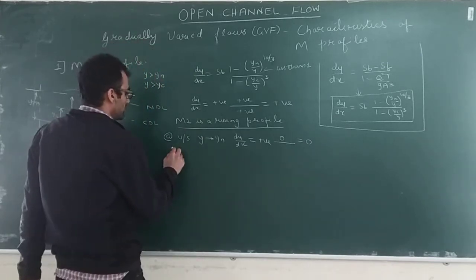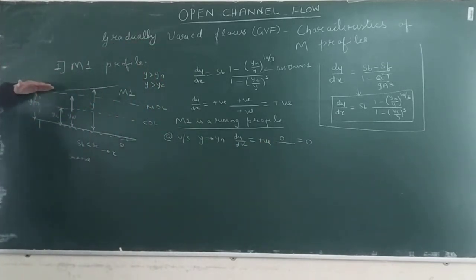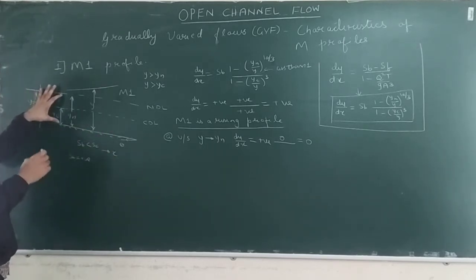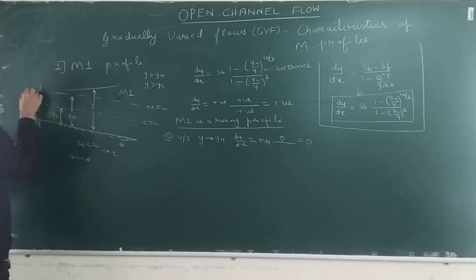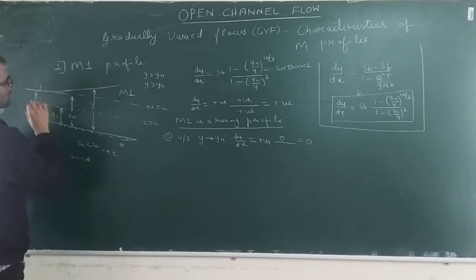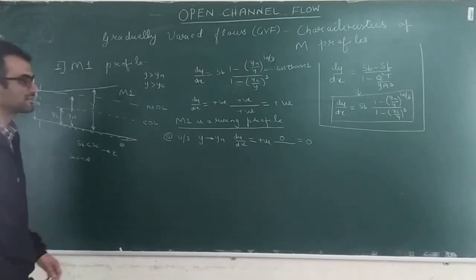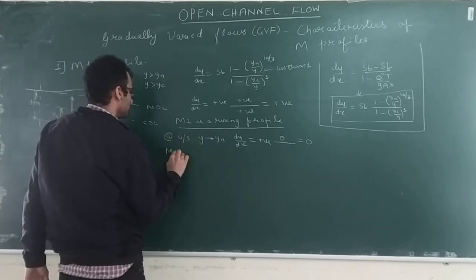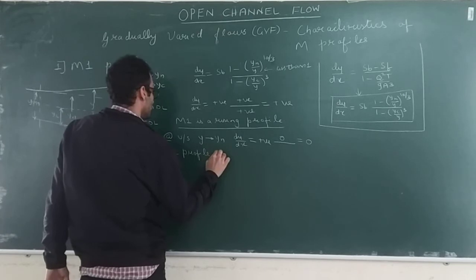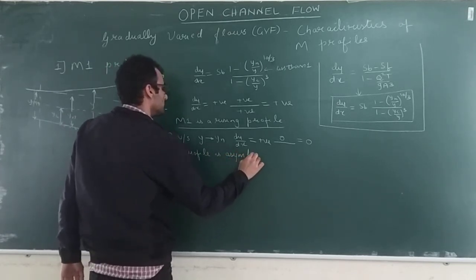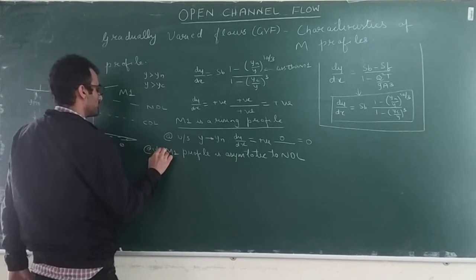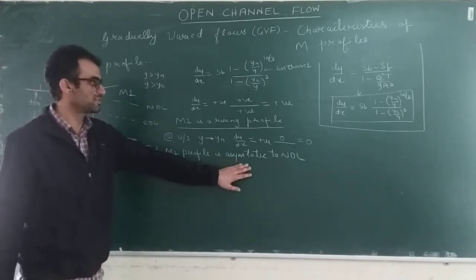Now what does this mean? dy by dx is 0 means that the slope is almost 0. So the change in flow depth, as the flow is moving ahead in the x direction, is very, very slow. That means the flow is almost tangent to the normal depth line, or in technically correct language we say that the M1 profile is asymptotic to the NDL, normal depth line, at the upstream. At upstream the M1 profile is almost asymptotic to the NDL.